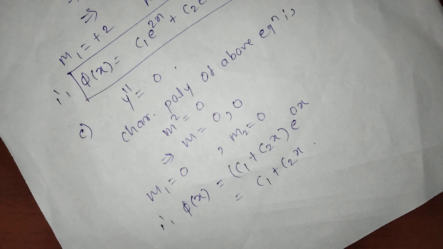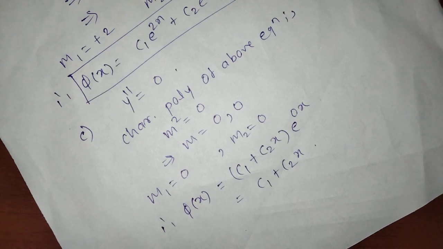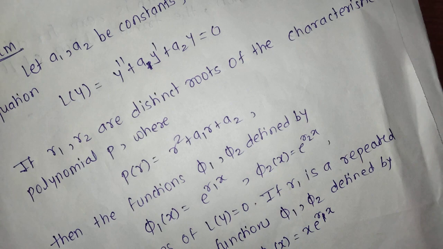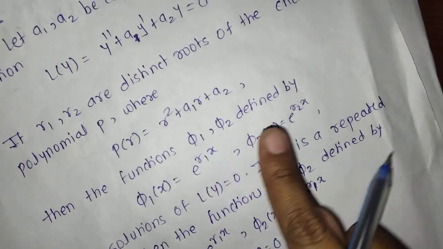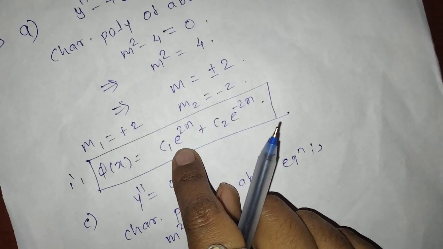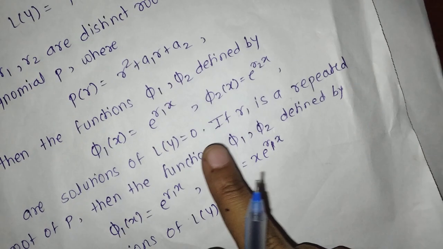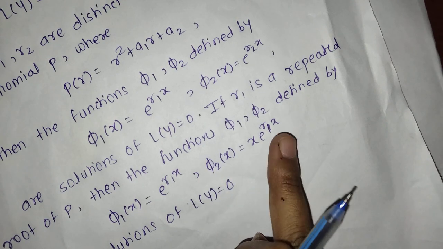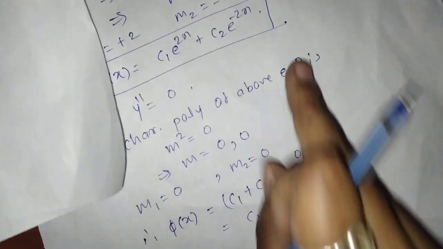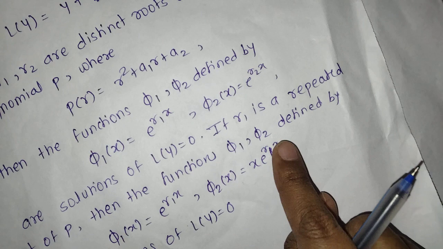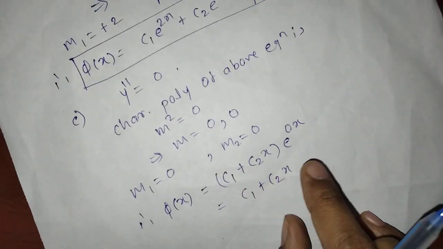c1 plus c2x. Okay. Now, you can see that if roots are distinct, then phi1 of x equal to e raised to r1x, phi2 of x equal to e raised to r2x. Here m1 is equal to 2, m2 is equal to minus 2. So e raised to 2x, e raised to minus 2x. And if roots are repeated, then phi1 of x is equal to e raised to r1x, phi2 of x is equal to x into e raised to r1x. Here m1 equal to 0, m2 equal to 0 means e raised to 0x is 1, x into e raised to 0x is x. So c1 plus c2x. Now next example.